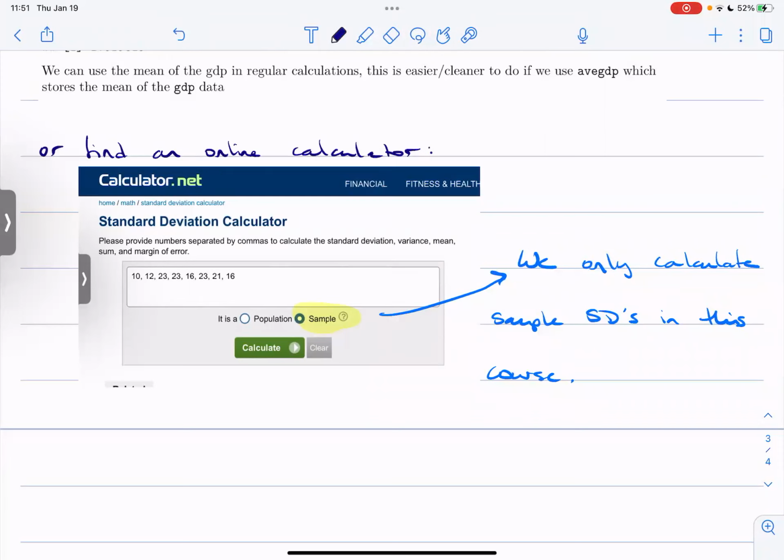Okay. Any other questions before I move on to the median?